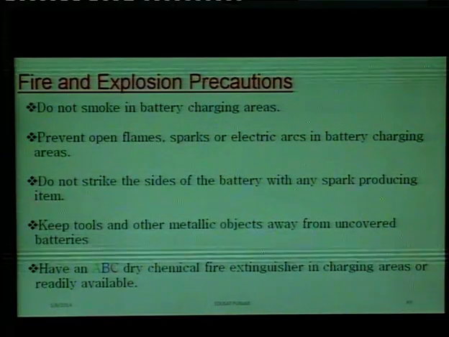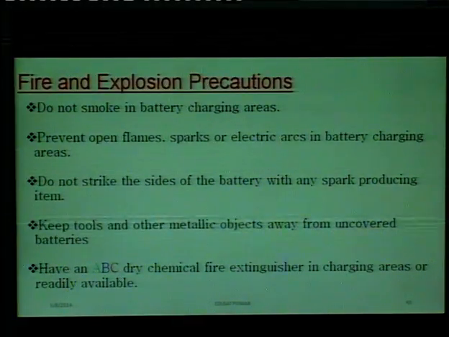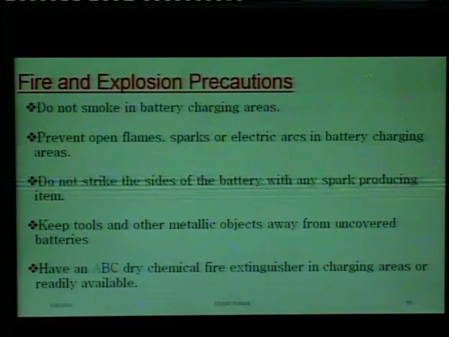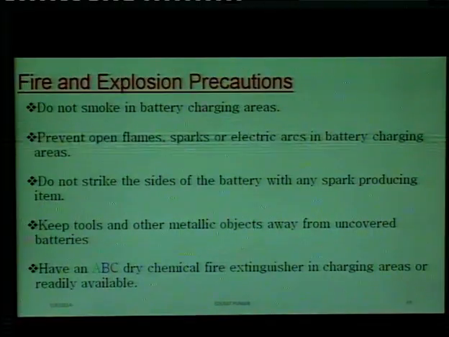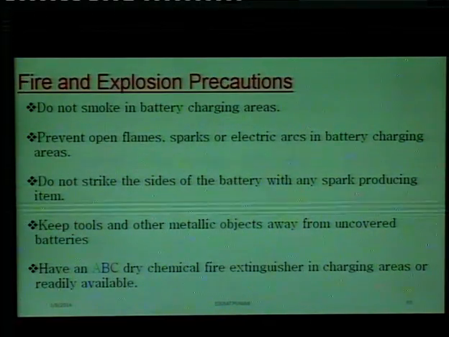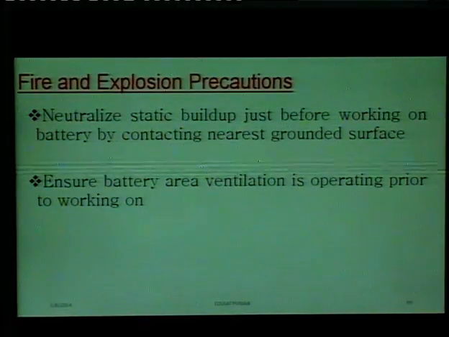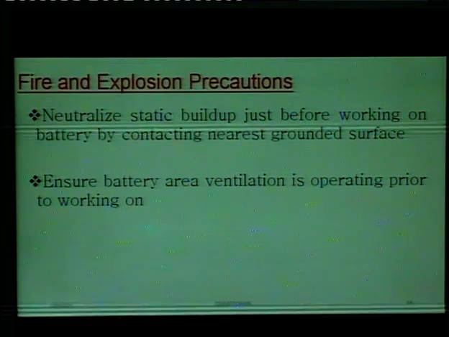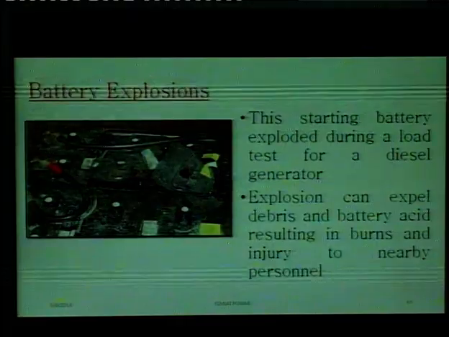So fire and explosion precautions we should take. We should not smoke in a battery charging area, do not strike the sides of the battery with any spark producing items, prevent open flames, and there should be fire extinguishers nearby. Neutralize static buildup just before working on the battery by contacting the nearest grounded surfaces. Ensure battery area ventilation is operating prior to working on the battery.